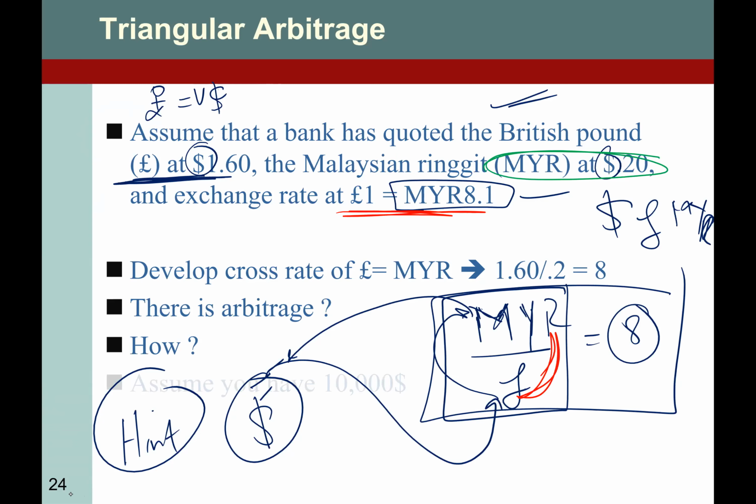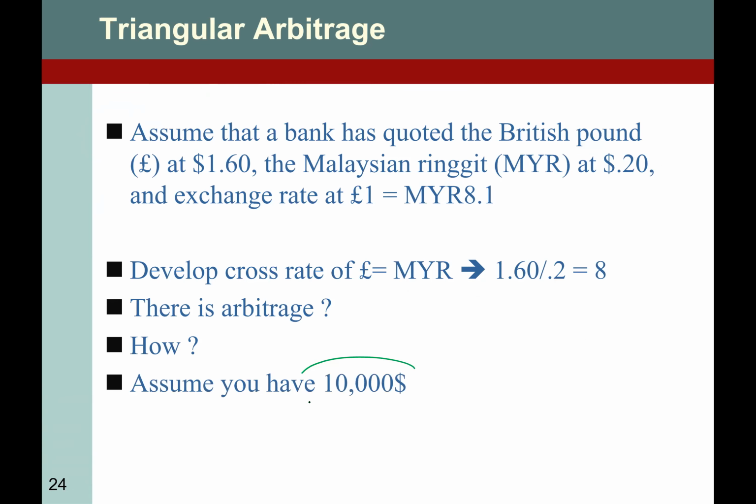Let's talk about this. Assume we have $10,000. How can you make a profit? And remember, in real life, these are just programs. Whenever this kind of arbitrage opportunity, this window of triangular arbitrage, opens, it just pops up on your screen, and you start clicking the buttons, and that's it.